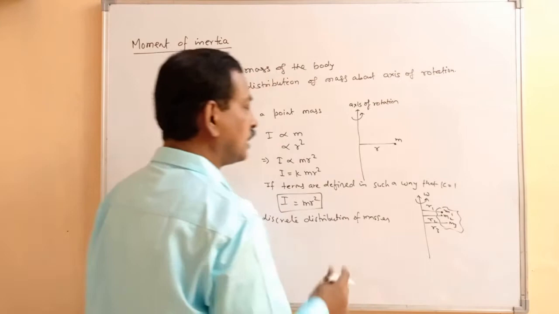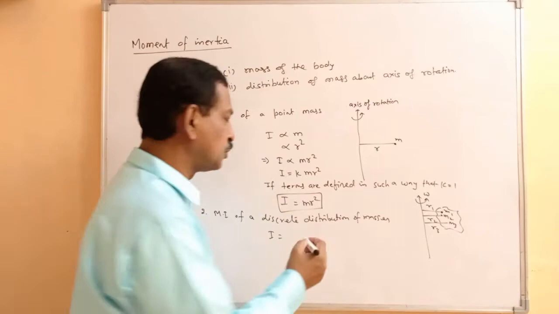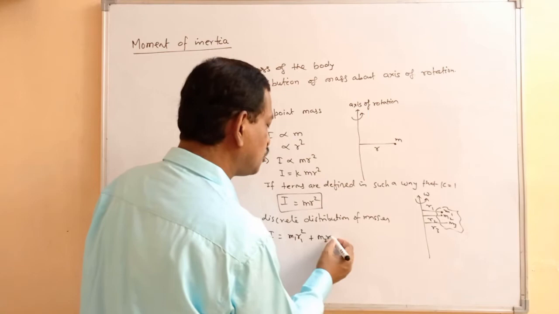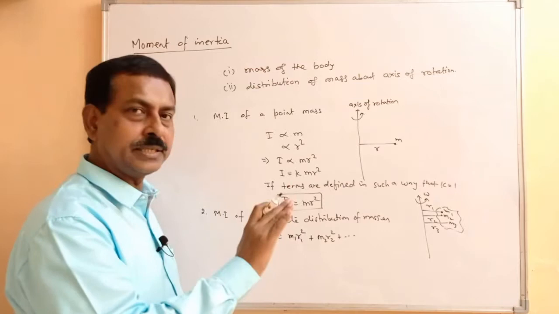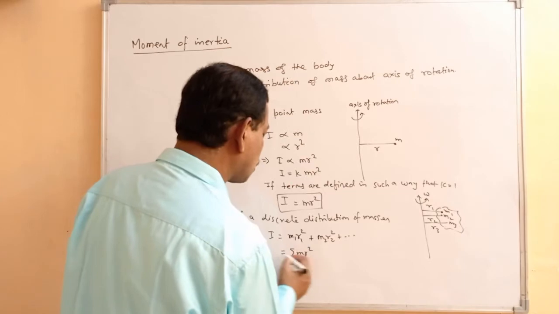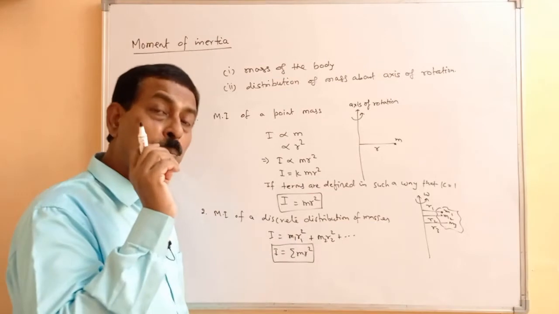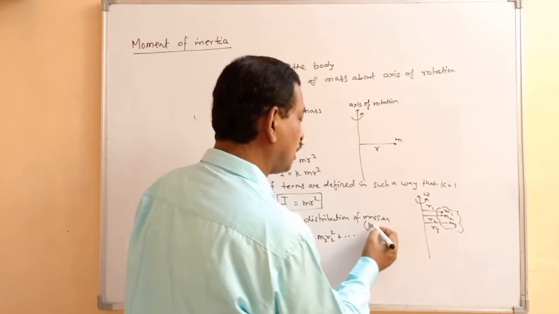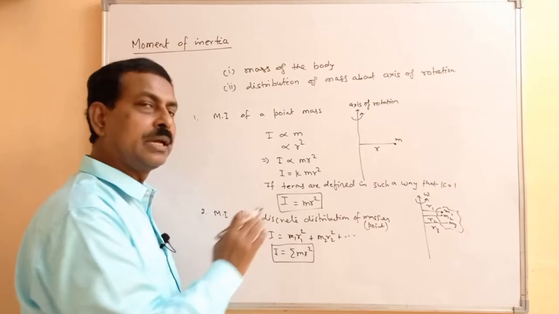So for this one, the moment of inertia for the first point mass is m1 r1 square. For the second one, it is m2 r2 square, and so on. So it will just be added there, and we can write this as summation mr square. So this is the moment of inertia for the discrete distribution of point masses. Remember, it is for point masses. Here these are like point masses. So you can get it as summation mr square.